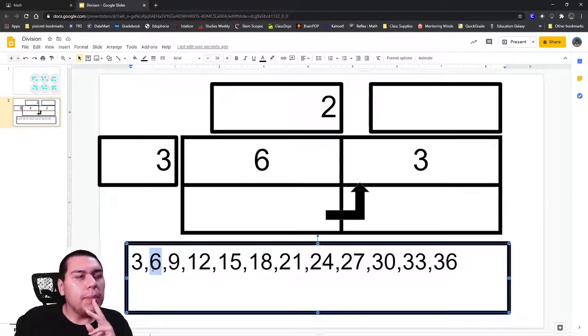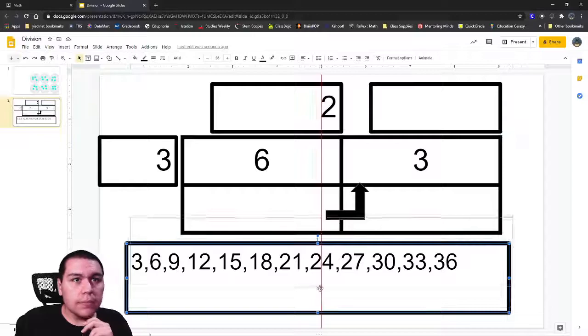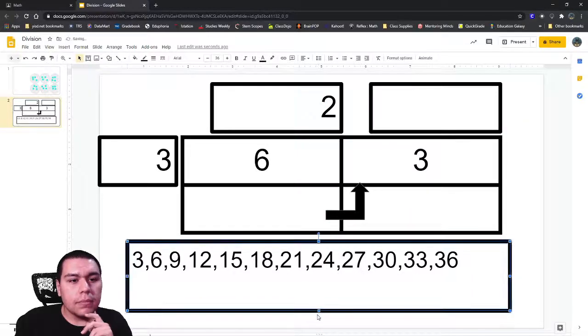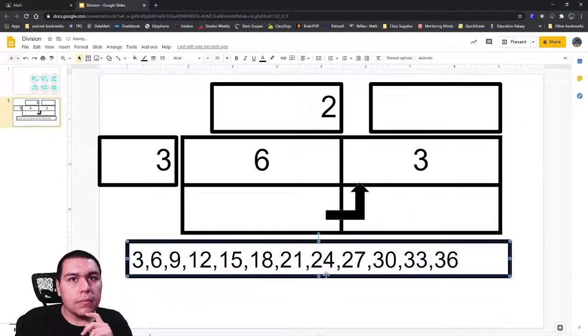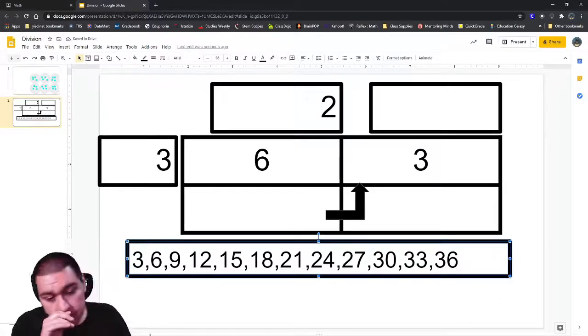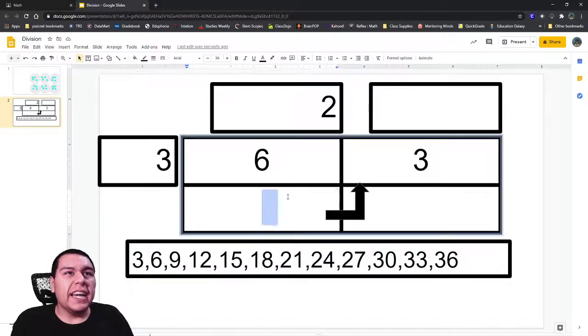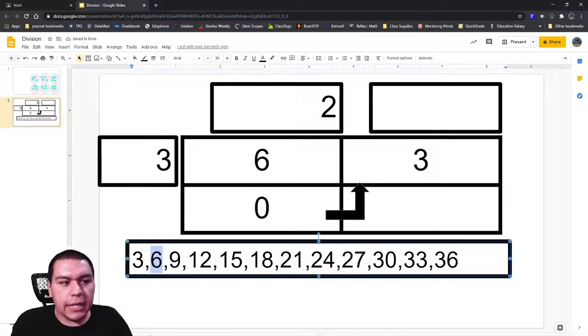What is 6 minus 6? Jada, what's 6 minus 6? Zero. I'd have 0 left over. Because it fit perfectly, right? I matched my number exactly.